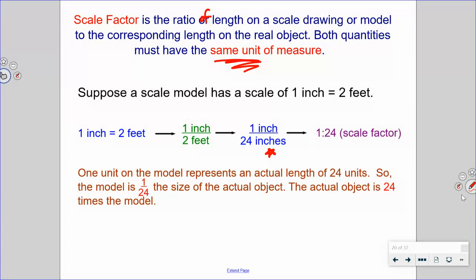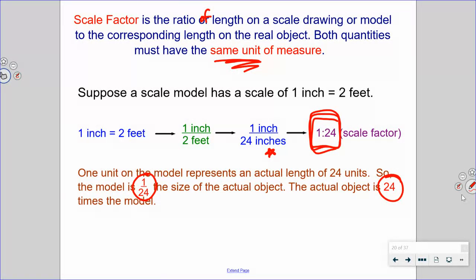And so now you have a relationship of 1 to 4, or excuse me, 1 to 24. Notice there are no units on this. The unit's only used when you're doing the real problem. 1/24 is the relationship of the model to the actual object. Now, if you look at it the other way, if you start with the model and change it to the real thing, then you would say that the scale factor is 24.